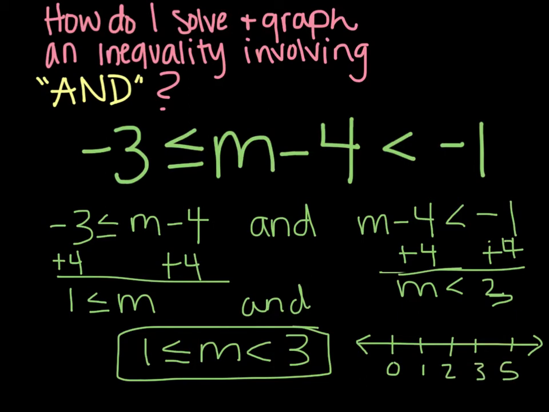But here's my graph. 1 is right here, it's a closed circle, and 3 is an open circle. And it's just the space in between the two. Not anything further than that, just the between the 1 and the 3.